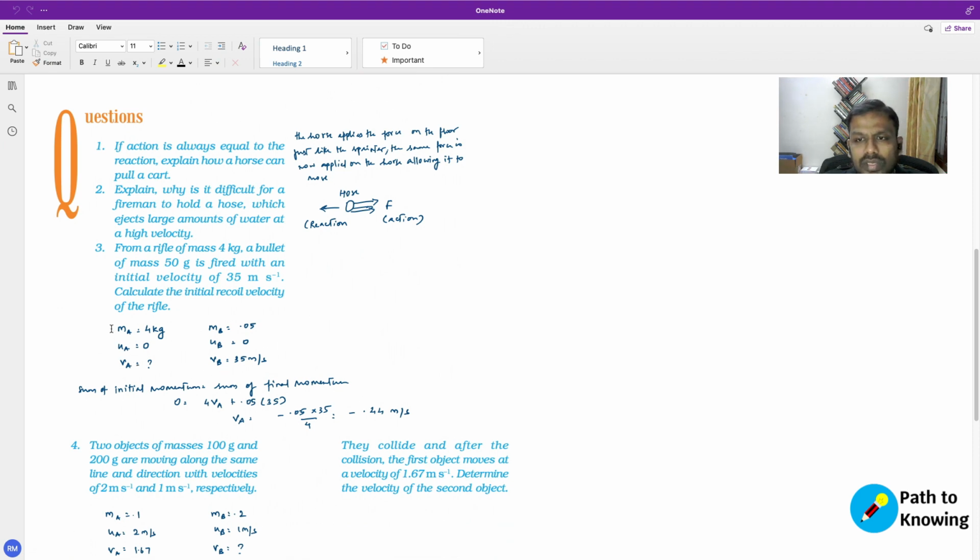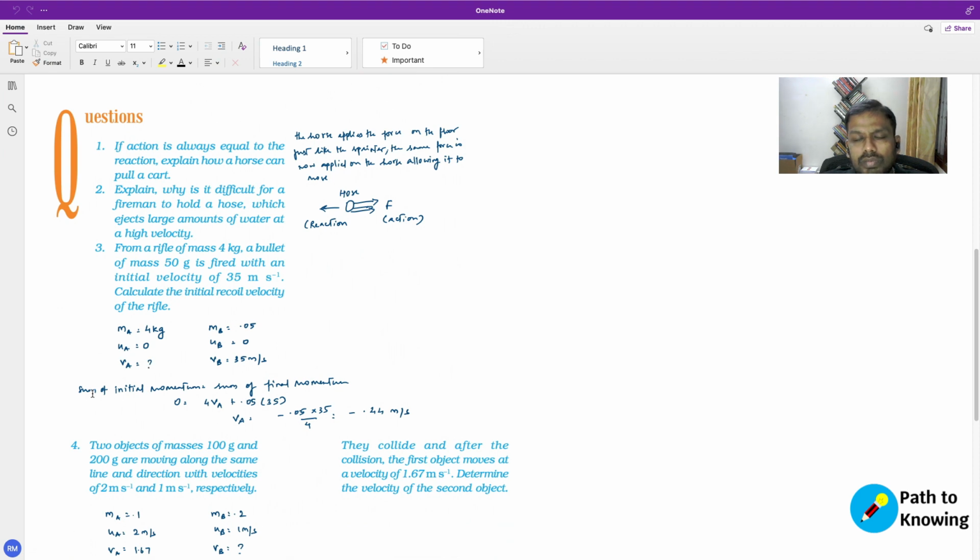Right. So if you consider the gun to be object A, which means mass is 4 kgs, and the mass of the bullet to be 50 grams or 0.05 kgs, just before it's being fired, we know that the initial velocity is zero in both cases. The gun didn't move, and the bullet also didn't move. Right. And once it is fired, we knew that the bullet was fired with the velocity of 35 meters per second, but the recoil velocity of the rifle, we don't know. Right. That's what we need to find. So how do we find that?